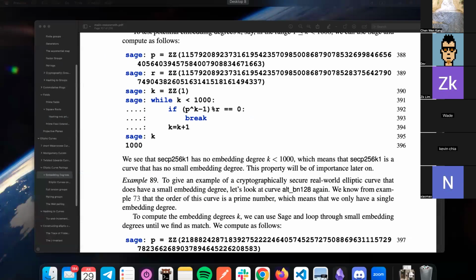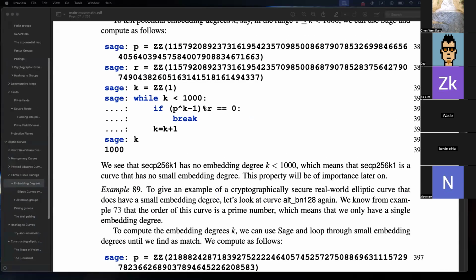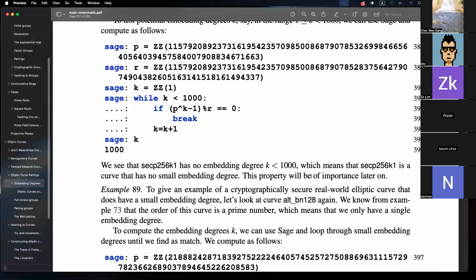Let me check if I noted it down somewhere. Embedding degree. Book. I don't think I have, unfortunately. Yep. Okay.